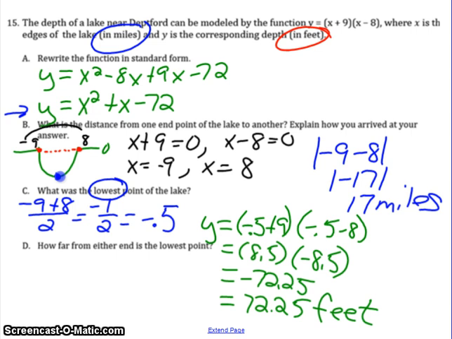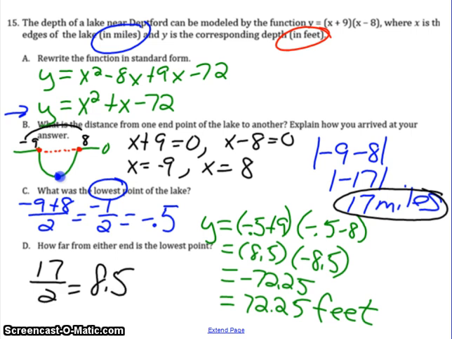All right, how far from either end is the lowest point? Remember that these two ends of the lake are 17 miles apart, and that the vertex is exactly halfway between them. So we're just taking 17 and the x being measured in? It's being measured in miles.